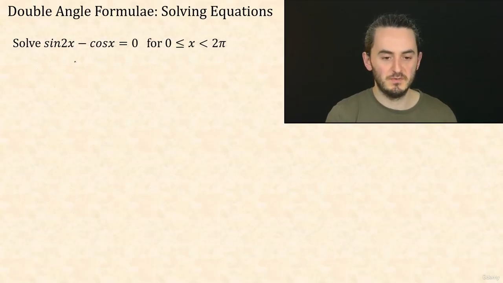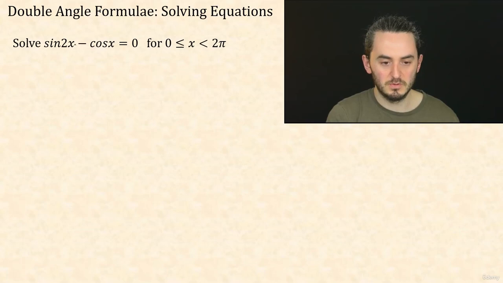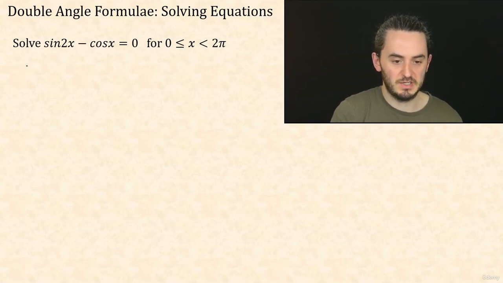Okay, let's have a go at solving this equation now. So solve sine 2x minus cos x equals 0. And we're looking for x values between 0 and 2 pi, so in radians here. Well, I've only got one option for expanding a sine double angle, so let's just do that. That's 2 sine x cos x minus cos x equals 0.